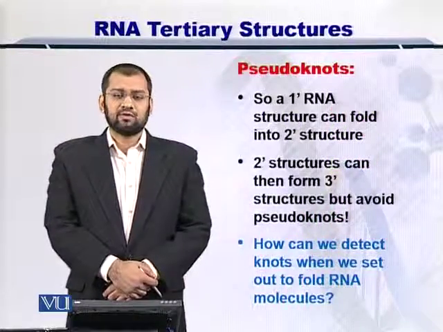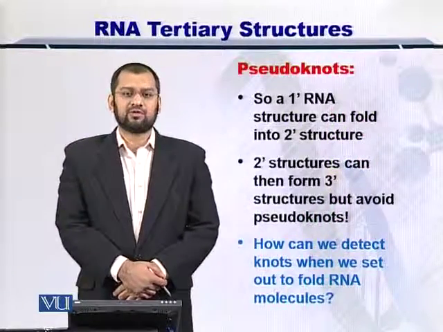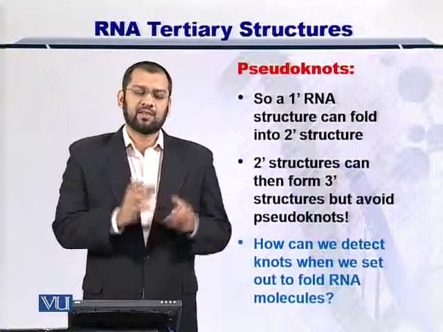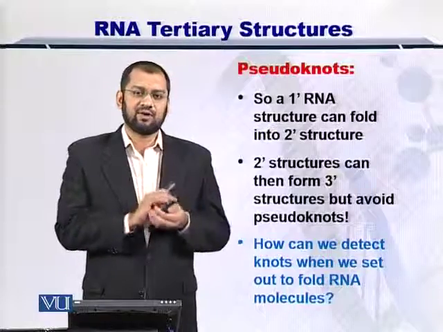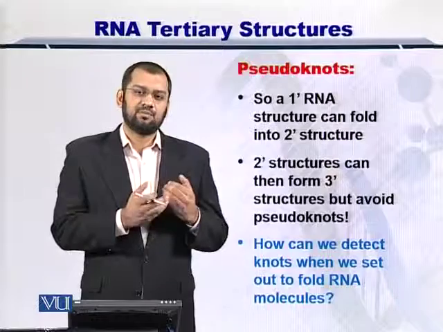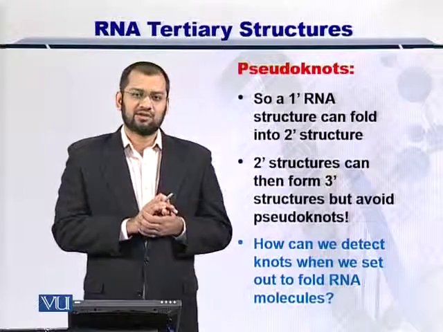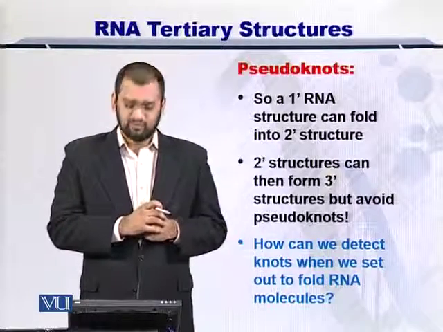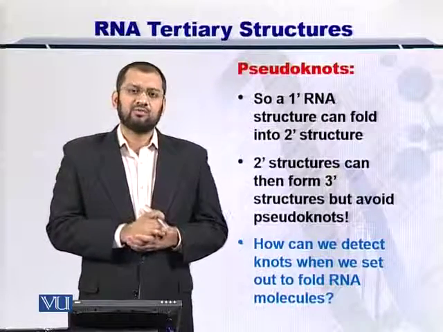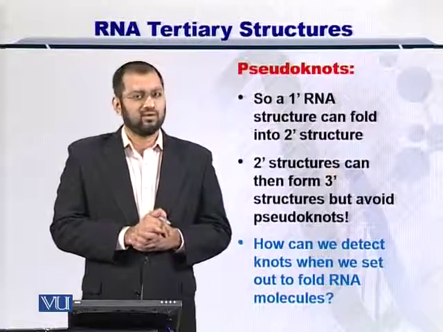So, dear students, a 1' or the primary structure of the RNA folded to form the 2' or the secondary structure. Several secondary structures came together to form a tertiary structure, and yet some unpaired bases within the tertiary structures came together to form pseudoknots. The important point here is that if such pseudoknots can be formed, how can we detect them?